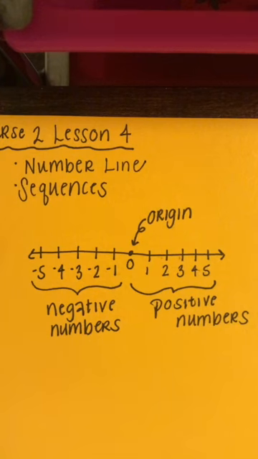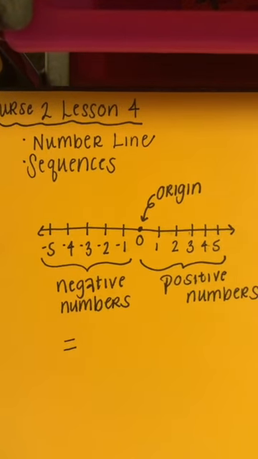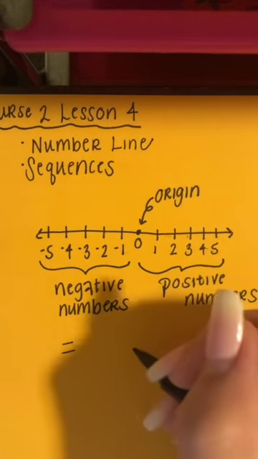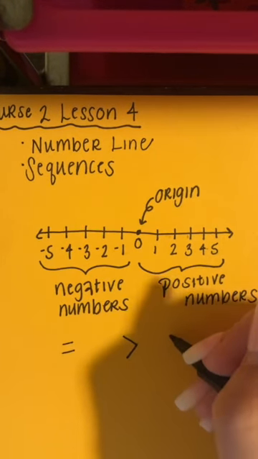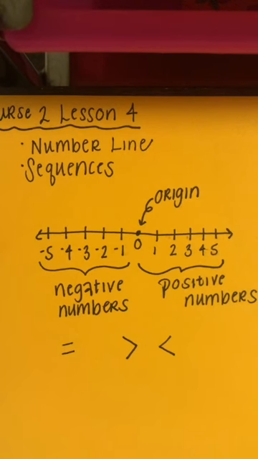The comparison symbols are the equal sign, which we know what the equal sign looks like, and the greater than and less than symbols, which look like this or this. We write the greater than and less than symbols so that the smaller end, which is the point, points to the number that is less.